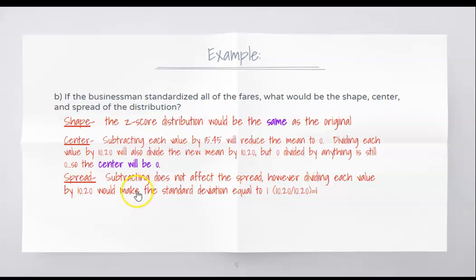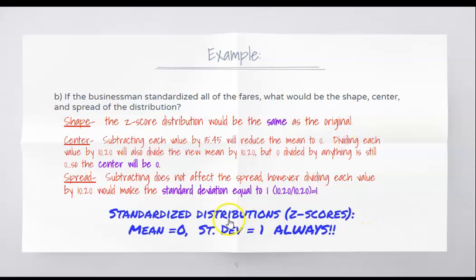And then lastly, the spread. The subtracting doesn't affect the spread. However, when you divide each value by the standard deviation, it makes the standard deviation equal to 1, because something divided by itself is always 1. So what does this tell us? Anytime you've standardized a set of data, the standard deviation will always equal 1, just like the mean will always be 0, and the shape will always be the same as the original set of data. So standardized distributions, meaning they've all been converted to z-scores, have a mean of 0 and a standard deviation that is always 1, always, always, always.